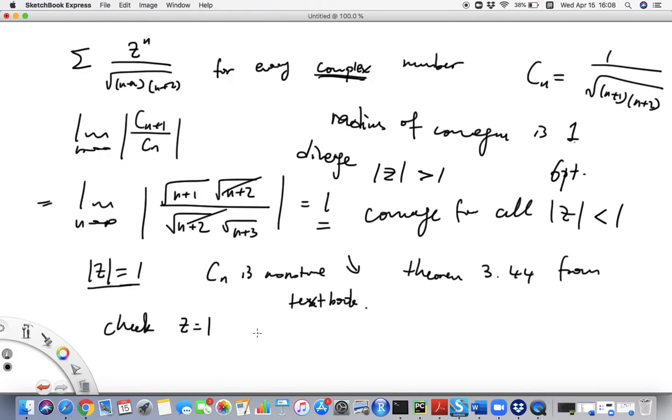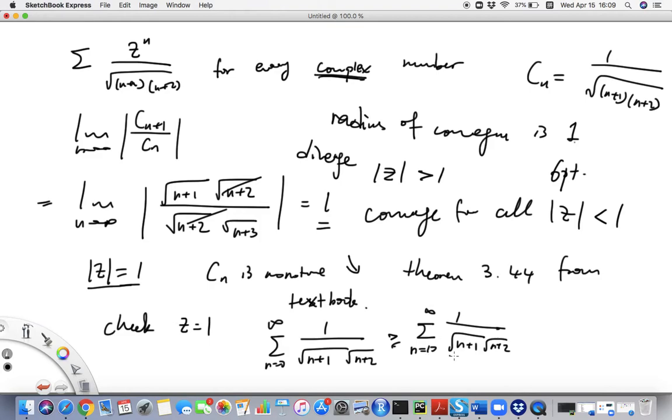When z is equal to 1, here's what you get: the sum of 1 over root (n+1) times root (n+2), right? And then you can see this is greater than or equal to, say, the sum from n equals 10 to infinity. I'm discarding the first few terms.